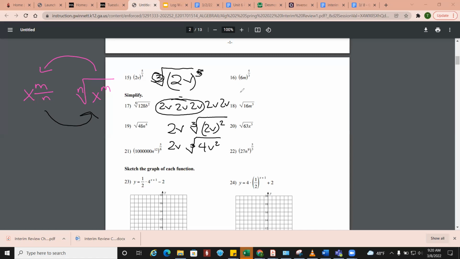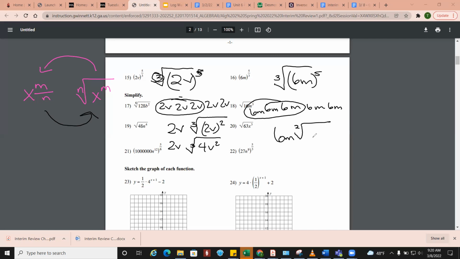Let's talk through 16 really quick. So we've got 6m. We're going to do the cubic root, and we're raising it to the 5th power. So same thing that we did on the last one. We've got 5 6m's. We're going to make a group of 3. So we pull 1 out. How many are we left with? 2. Well, 6 squared is 36, and m squared is just m squared. So I have 6m cubic root of 36 m squared.